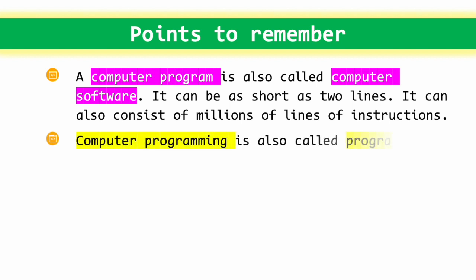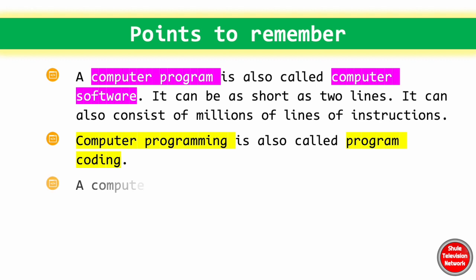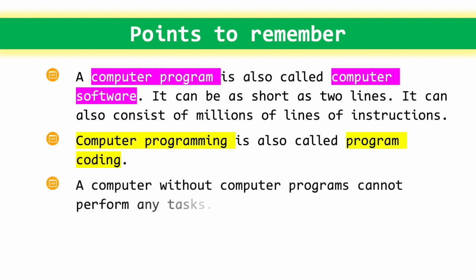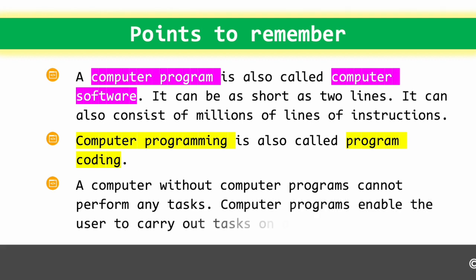Computer programming is also called program coding. A computer without computer programs cannot perform any tasks. Computer programs enable a computer user to perform tasks on a computer.